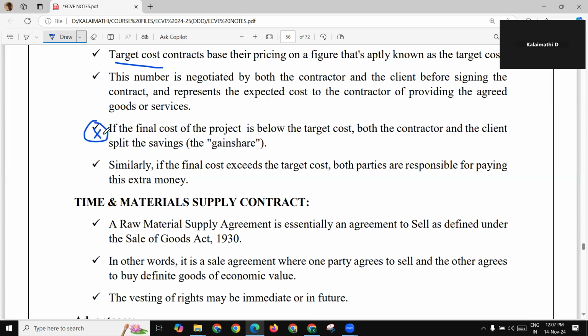It is very, very important. If the final cost of the project is below the target cost, both contractor and the client split the savings. That is called actually gain share. Similarly, if the final cost exceeds the target cost, both parties are responsible for paying extra money. As it is gain share, this is loss share. Both the points are very, very important.